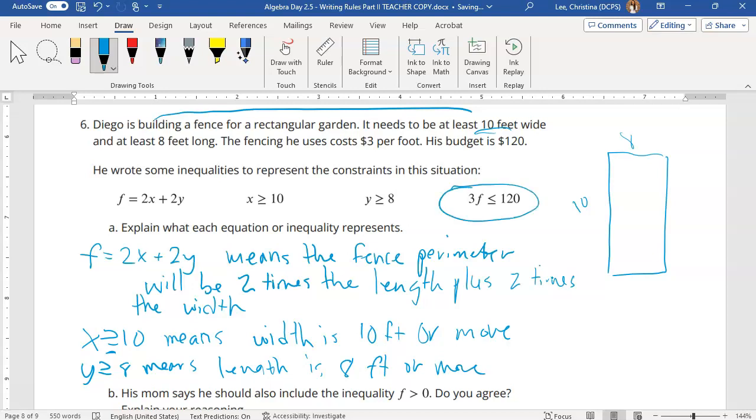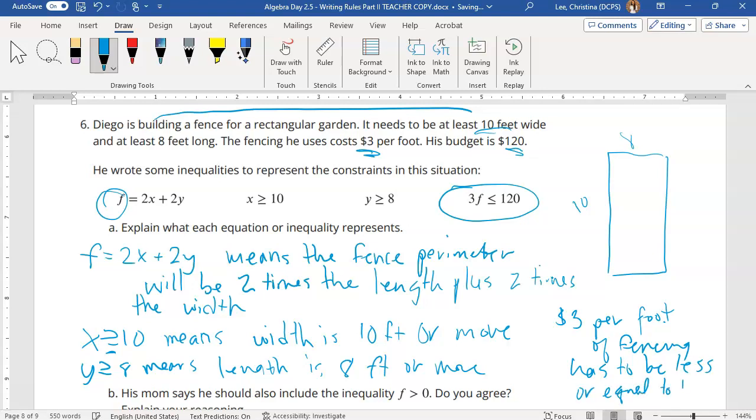And then 3f is less than or equal to 120 here is talking about the amount of fencing, which is $3 per foot, needs to be less than or equal to 120 because that's his budget, right? So $3 per foot of fencing has to be less than or equal to $120.